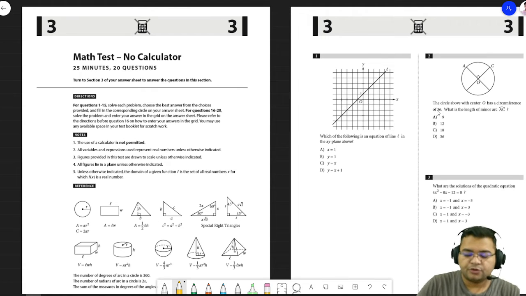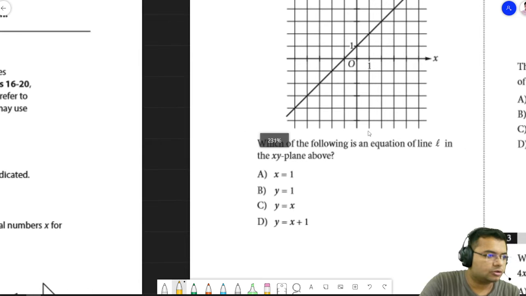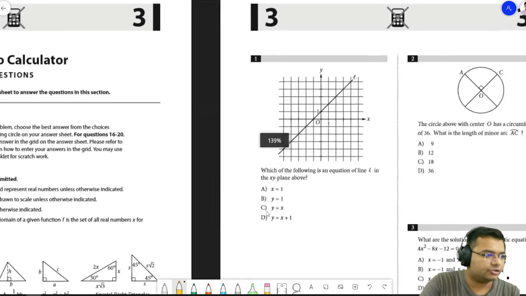Hi friends, so today we are going to start with stat practice test number 5, and here's a question. Question 1 says, which of the following is an equation of line L in the xy plane above?